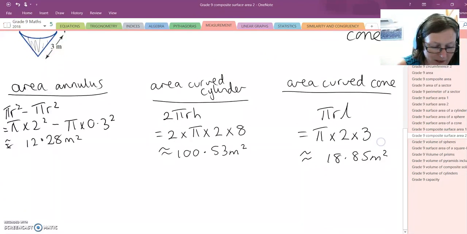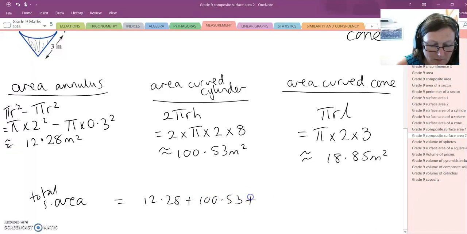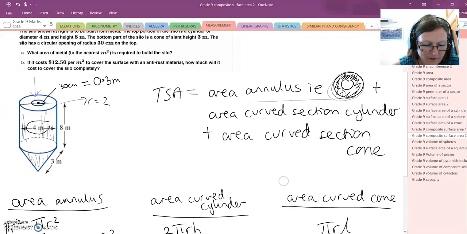So all up, the total surface area, we add these together. So we go 12.28 plus 100.53 plus 18.85, and it gives us approximately 131.66 meters squared as our total surface area. So again, total surface area is the annulus on the top, the label or curved section of the cylinder, and just the curved section of the cone.